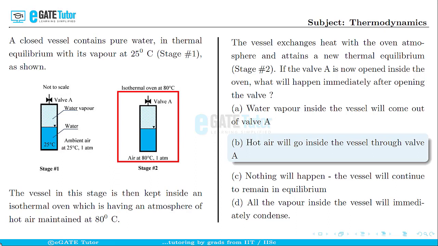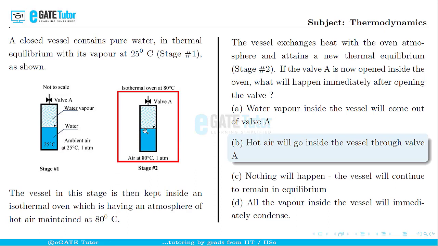If the valve A is now opened inside the oven, what will happen immediately after opening the valve? After attaining thermal equilibrium at stage 2, if the valve A attached to the closed vessel is opened, what will happen? That is the question.